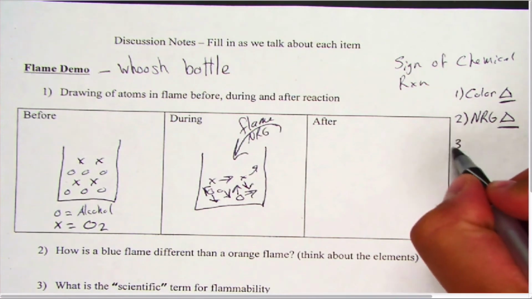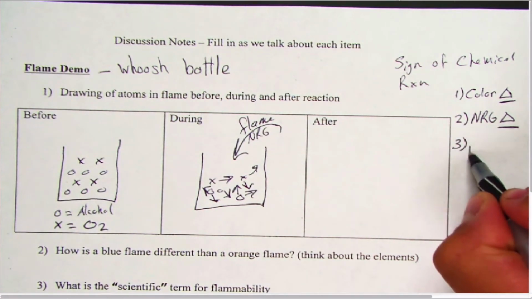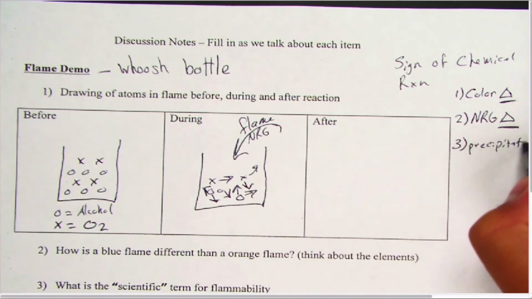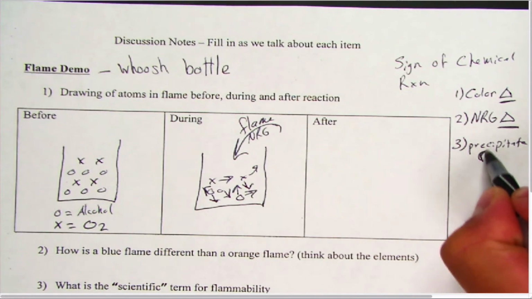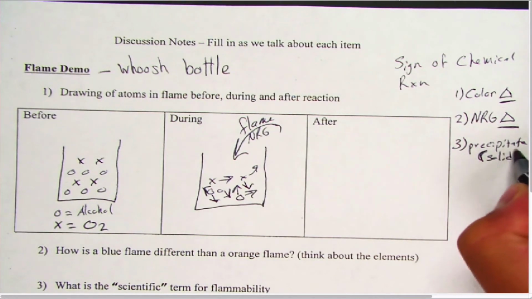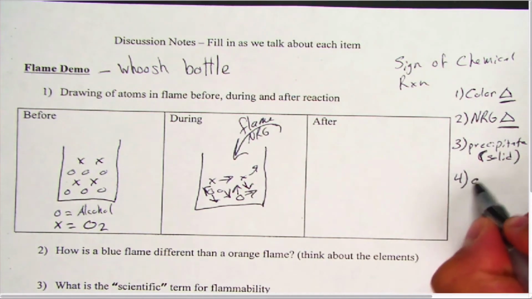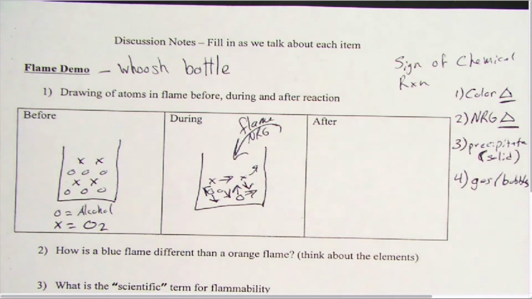The third sign of a chemical reaction that we saw more in the mass lab was a precipitate forms. Okay, a precipitate forms. So what's a precipitate? It's when a liquid makes a solid. And another sign of a chemical reaction took place would be you saw gas or bubbles given off. So new gas or bubbles. So these are the four signs of a chemical reaction. We know that something happened.